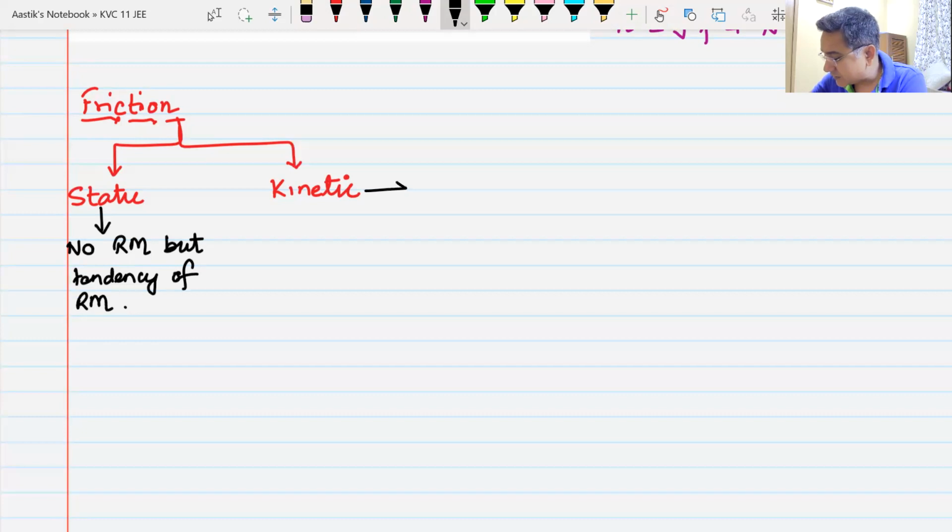Then when will kinetic friction come into the picture? When there is relative motion between the two. Whenever two bodies are moving with respect to each other, then the friction between them would be known as kinetic friction. Do we understand this? Yes or no?